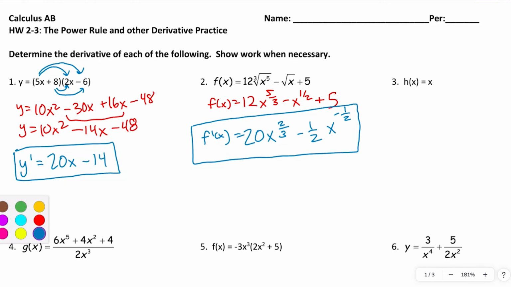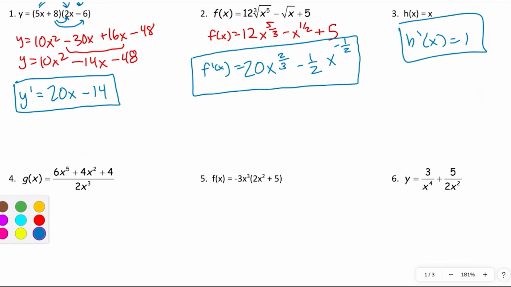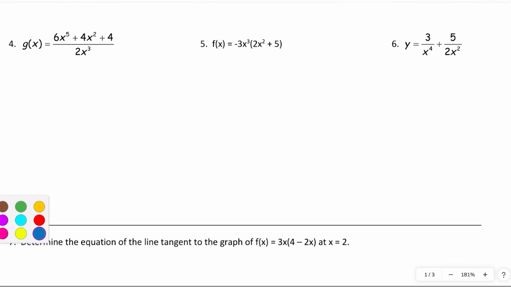So h of x equals x. Okay, so we don't really have to do anything here. It's just that the slope of this linear function is 1. Number 4. Okay, here is where we're dividing a polynomial by a monomial.